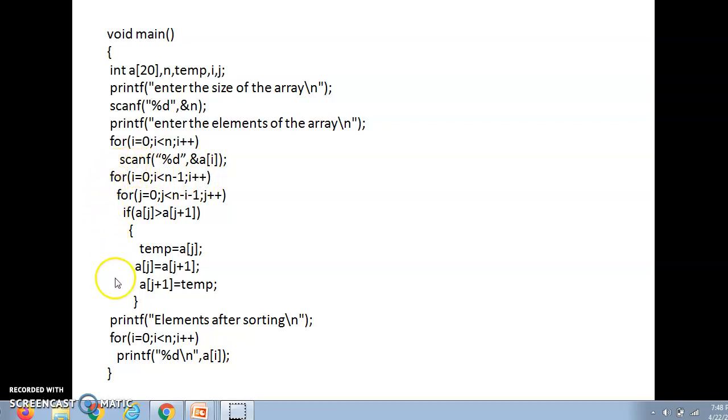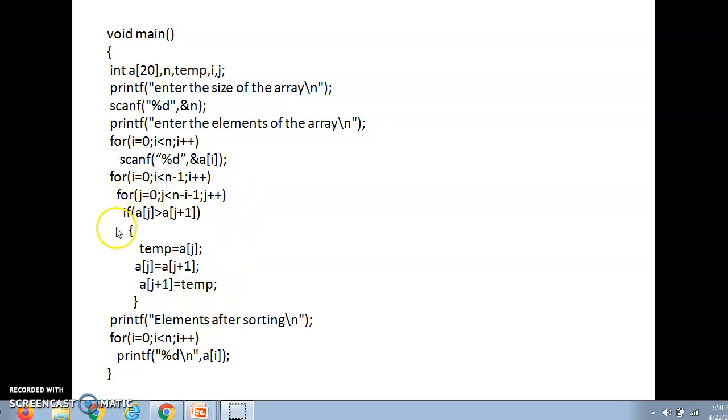Then I am implementing the original logic of the bubble sort. The I value is varying from 0 to n minus 1 because the last element need not be sorted; the left out element is the last element, which is the smallest element. And in every loop, the J value is varying from 0 to n minus I minus 1. So I am comparing A of J with A of J plus 1. If A of J is greater than A of J plus 1, then there is a need for swapping. The swapping logic we are implementing by using temp equal to A of J, A of J equal to A of J plus 1, A of J plus 1 equal to temp.